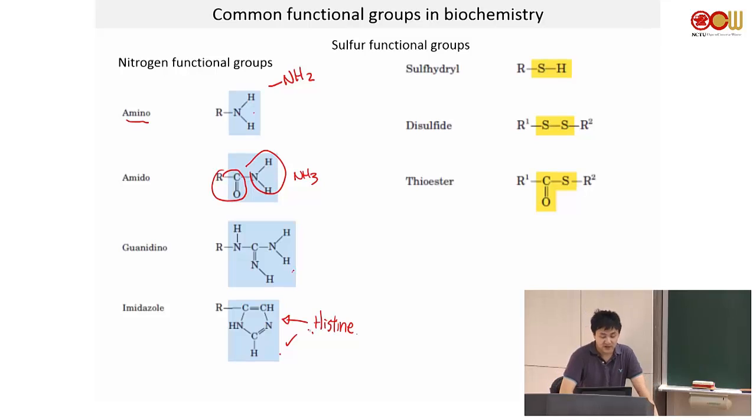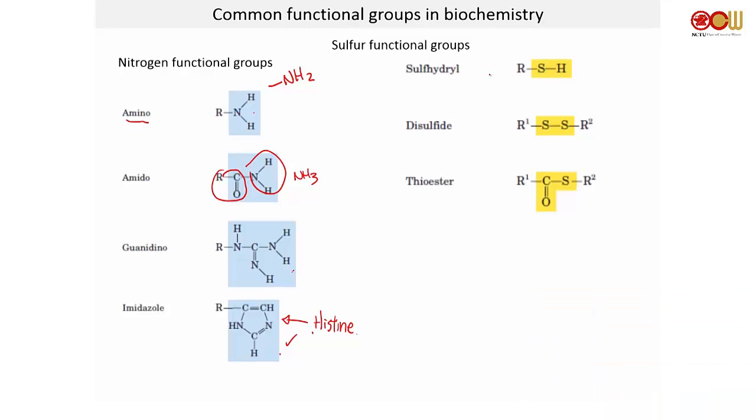Sulfur functional groups. You have sulfhydryl, or a lot of times, sometimes I don't use sulfhydryl so much. I usually just call it thiol, just like alcohol group, thiol. This one definitely have to know because it belongs to an amino acid called cysteine. Disulfide, this one you should know. You have to know this as well, because this is super important for a lot of human proteins.